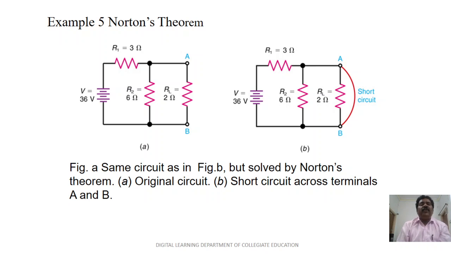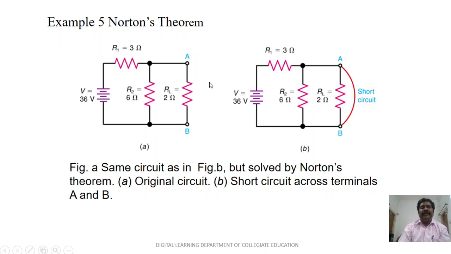Looking back to the simple network, it is called Norton's equivalent circuit. The same way, let us see another problem, to learn how we short the circuit and calculate IN. We have a network with 36 volts, 3 ohms and 6 ohms, and 2 ohms as a load resistance.